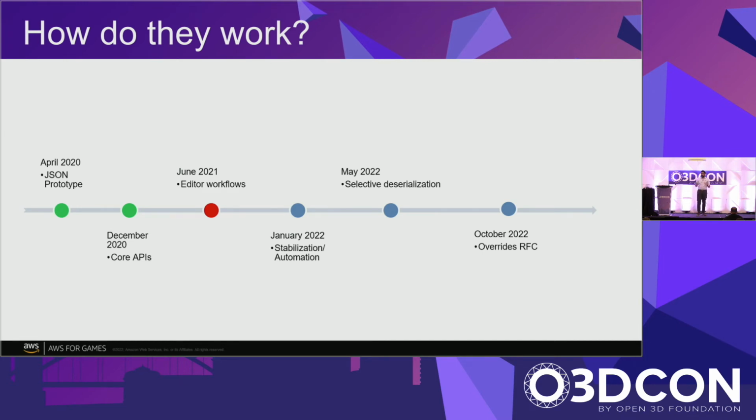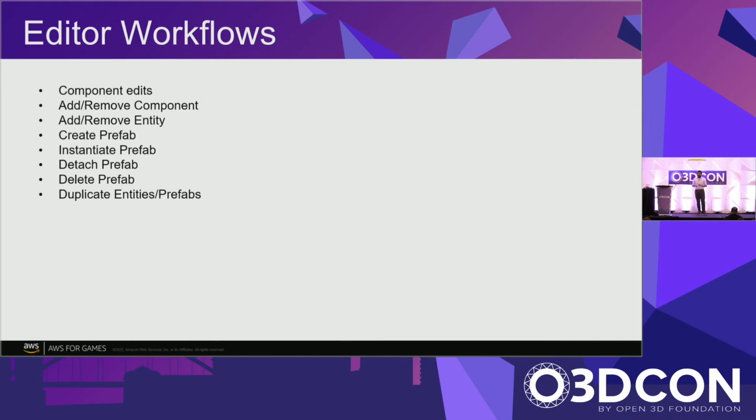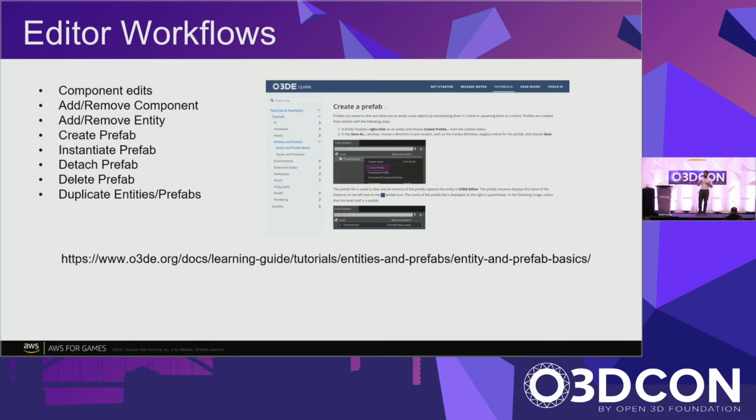And after we implemented the core APIs, we next moved on to implementing the editor workflows. Again, because of time constraints, I won't be able to cover all of this in this talk, but you can find the documentation that shows what these operations look like in the editor, and we will be adding documentation soon to explain what is going on underneath when each of these operations takes place in the editor and what the calls to the prefab system look like. So you can expect that documentation in the future on the O3D website.